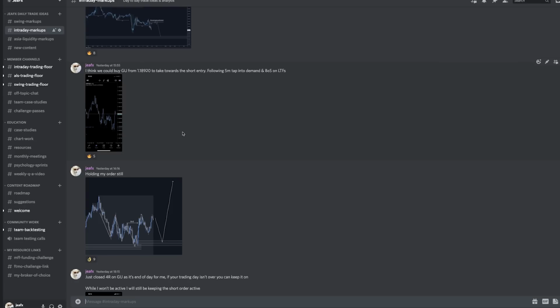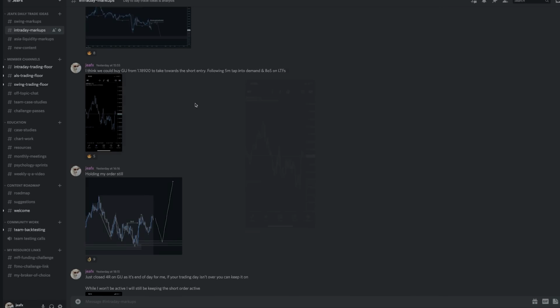So trade number 1, this was the 4R winner. You can see here I posted it up in my Discord group yesterday. "I think we could buy GU from 1.18920 to take towards the short entry, following the 5-minute tap into demand and breaker structure on the lower time frames." So as you can see, I said to take towards the short entry. That would be the short entry that I lost on this morning. I'll break that down in a little bit. But for now, this is the trade that I sent out.